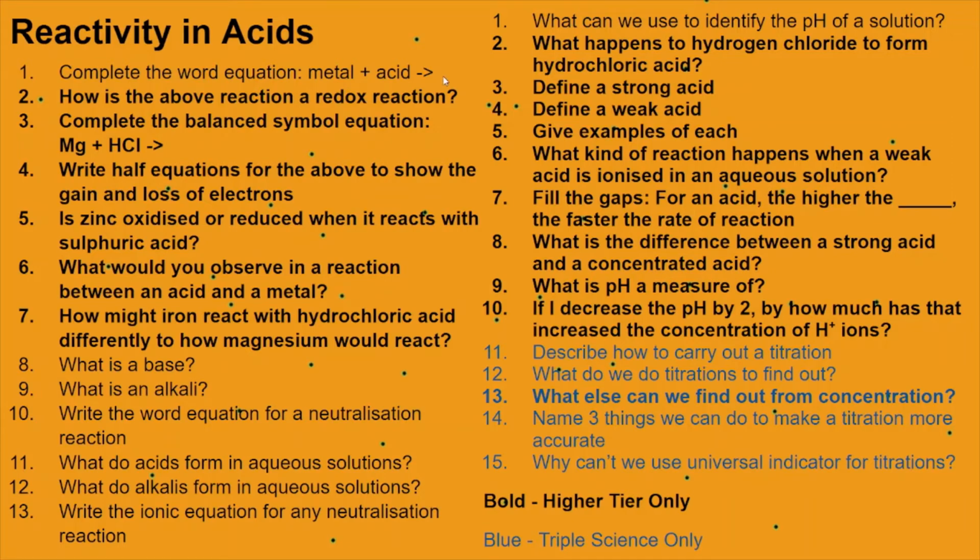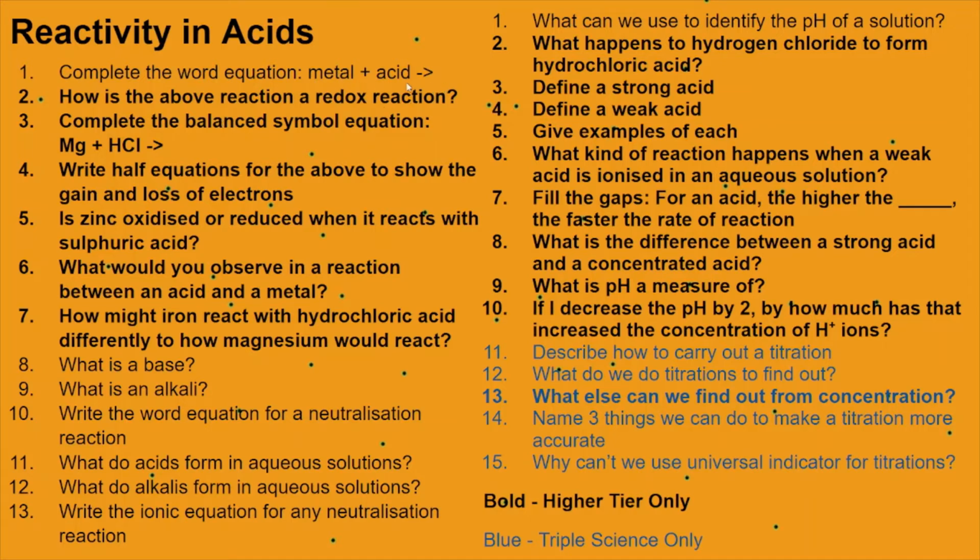Again, this is one of the backbones of this. Metal plus acid gives you a salt plus hydrogen. They could give you a random metal and a random acid, and you need to identify the products, salt and hydrogen. You need to figure out what kind of salt. Don't just put salt, because there's loads and loads of different kinds of salts.